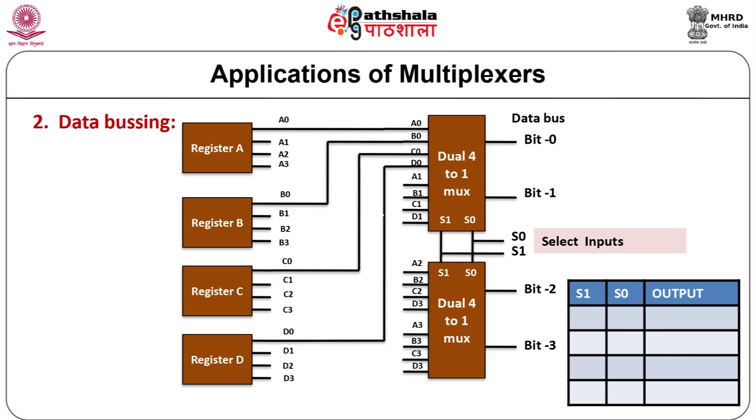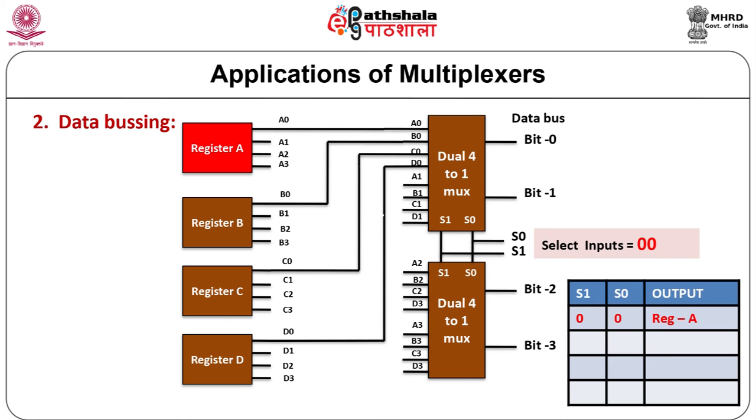Now, the select lines S0 and S1 will select any one of these registers at the output, but note that while making the interconnection, the LSB of the first register will go to the first 4-to-1 multiplexer. The LSB of B, LSB of C, and LSB of D is given to the same 4-to-1 multiplexer. Similarly, the other bits are connected to the next 4-to-1 multiplexer, and so on. So, this is the way we interconnect.